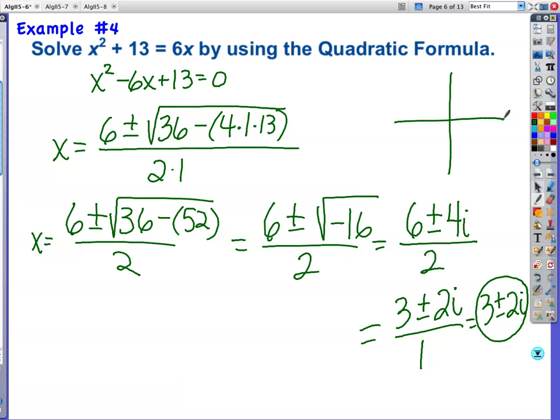This is what happens when your parabola smiles. It has a y-intercept of 13. It looks like it's moved to the right. It must do something like this. There are no real x-intercepts, but we have imaginary x-intercepts. I should not say rational, I'm going to say real.